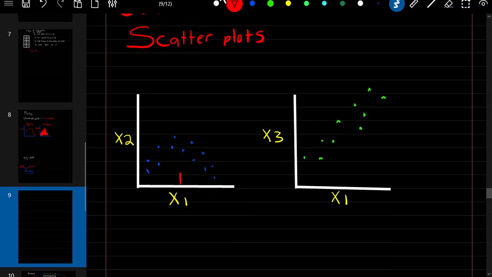And here we can see that x1 and x3 have a positive linear relationship, or as one increases, we can see that the other also increases.